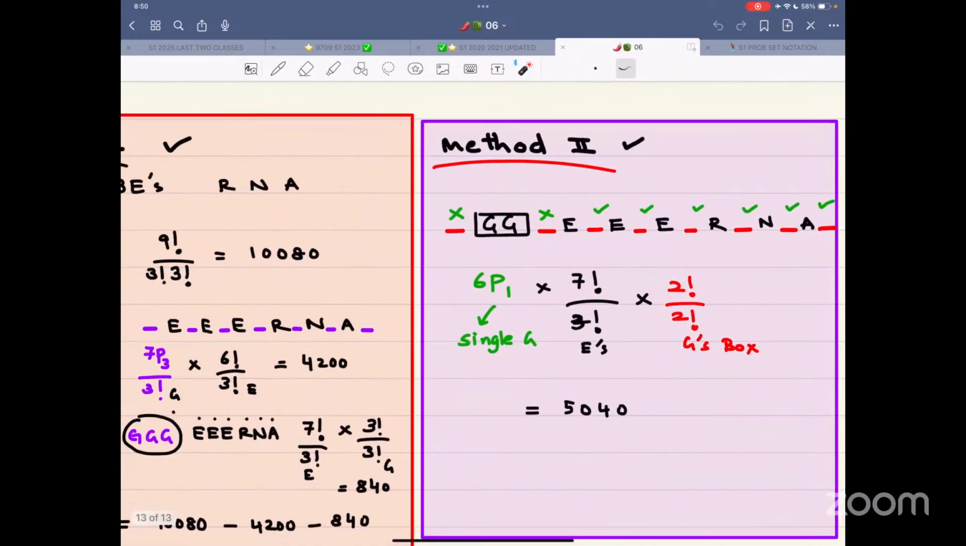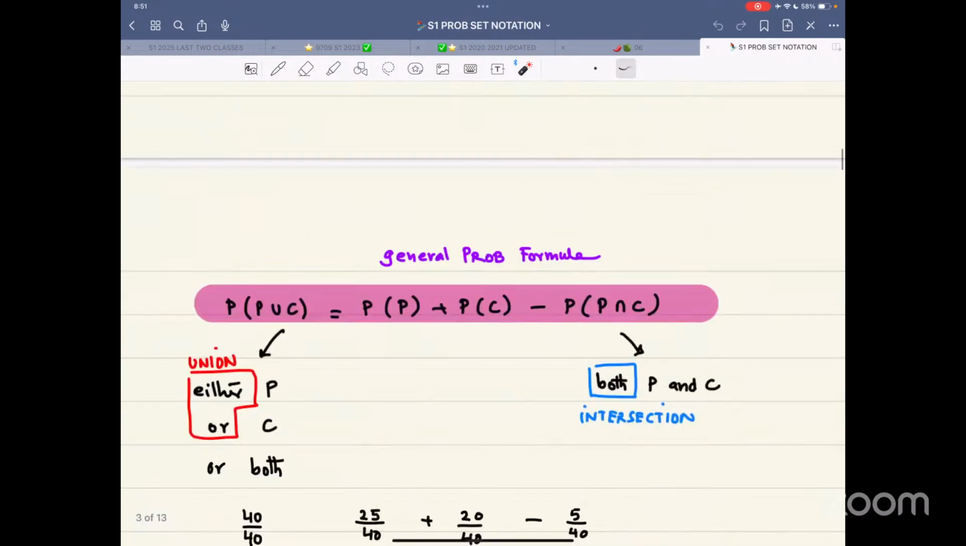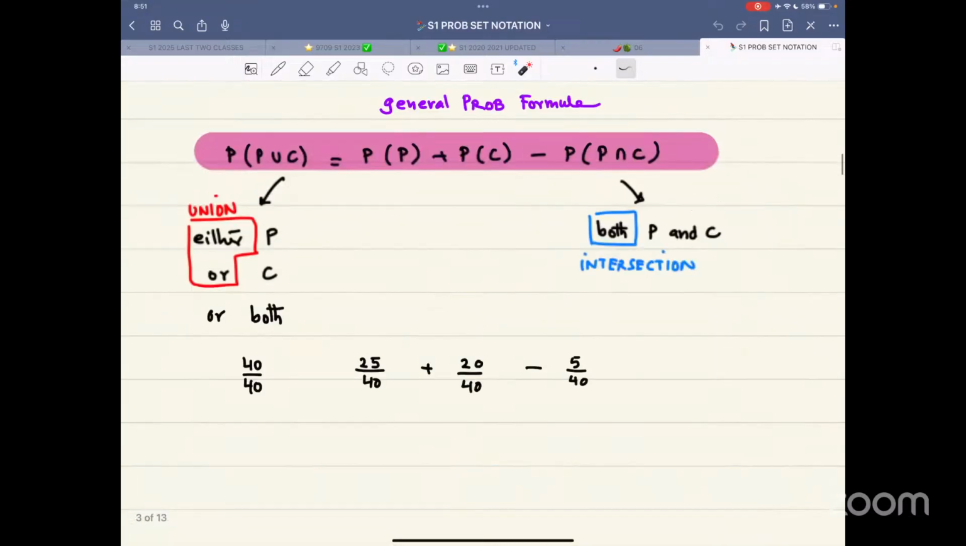Another method. Make a box of two G's, work in spaces. The G could not be over here, because we only want two G's to be together. The G could be in 1, 2, 3, 4, 5, 6 places, 6P1 for a single G. 1, 2, 3, 4, 5, 6, 7, 7 factorial, divided by 3 factorial for the 3 E's. For the box inside, nothing is happening, 2 factorial over 2 factorial. And now the last thing that I want to focus on is this thing.